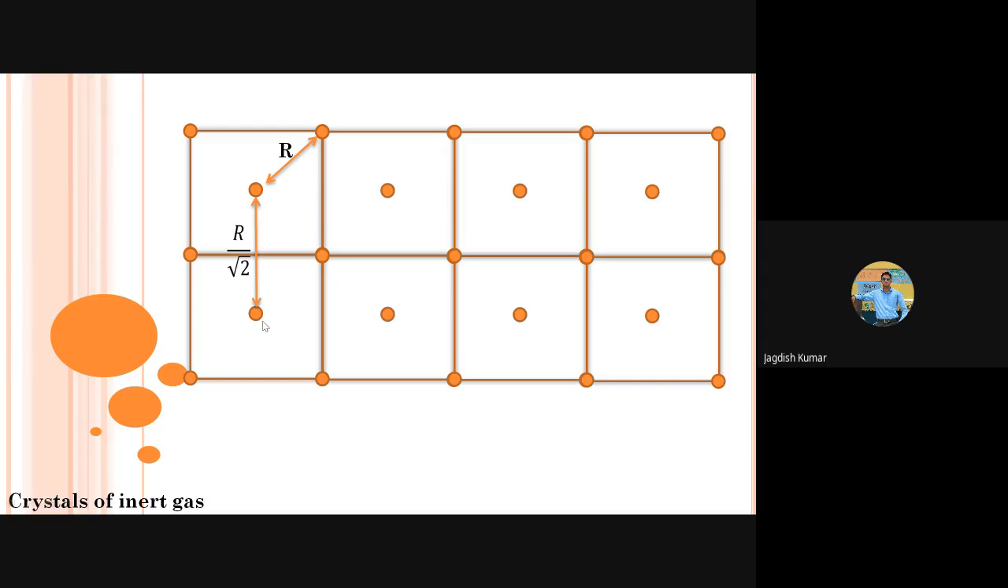How many next nearest neighbors? Again, we can count. There is one at this point, another one here, one going to sit here, 3, 4. There will be 12, I think, again. I mean, 4 in this plane, 4 in the plane upwards, 4 in the plane downwards. There will be 12 again.